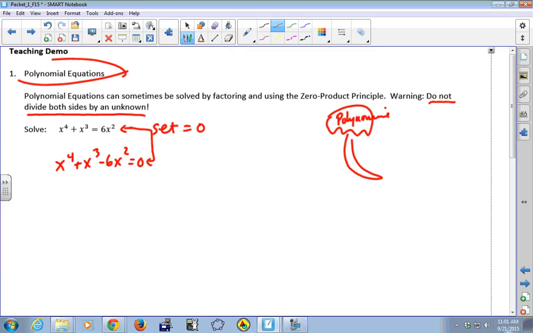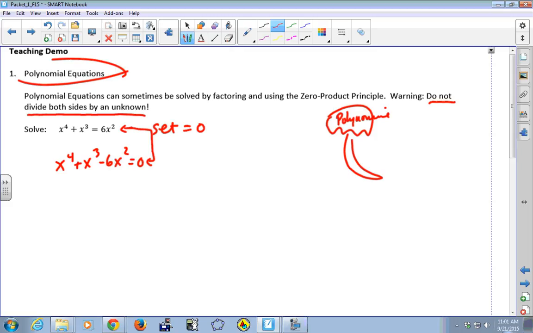Now you say, what the heck am I going to do with that? We don't have any property of math that tells us if we have some number when we raise it to the 4th power, and then we have that same number and cube it, we add them together, and then we subtract 6 times that number squared and get 0. We don't have anything that's going to help us figure out what x is here. But we do have something that will help us if we can turn that adding and subtraction problem on the left side into a multiplication problem equal to 0.